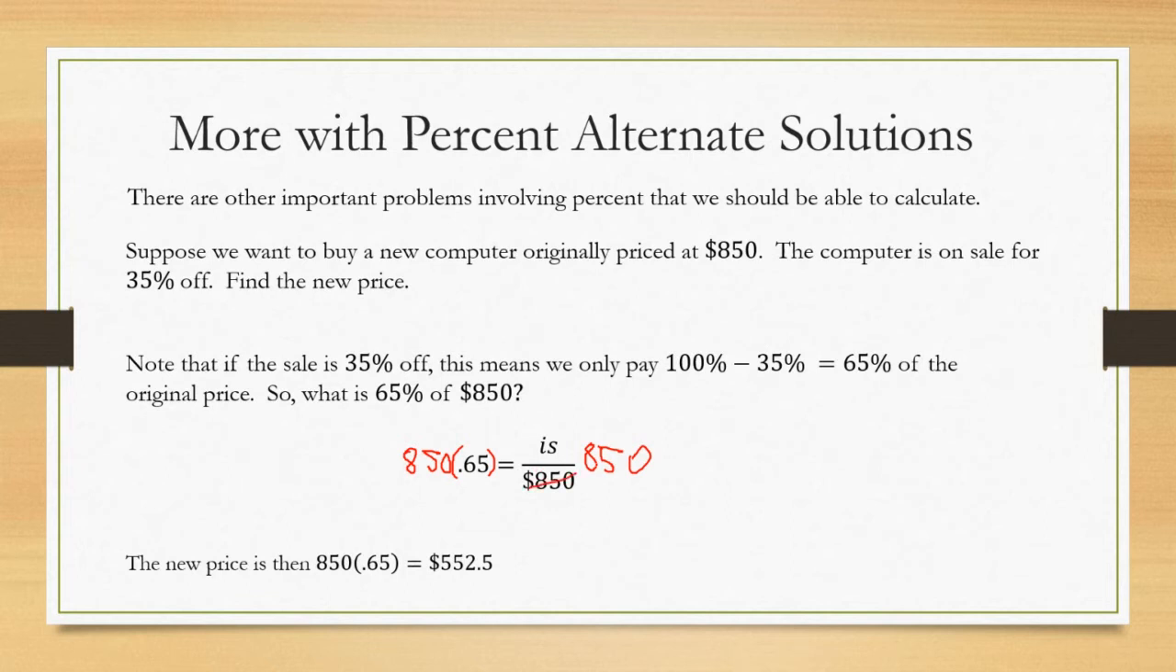And so we cancel, right? When you cross multiply, we end up with 850 times 0.65, which is $552.50. So it's another way of thinking about it. I mean, both methods are right. If on not the first exam, but on a later exam, you complete this problem either way, then that's good. Either method. Are there any questions on this?